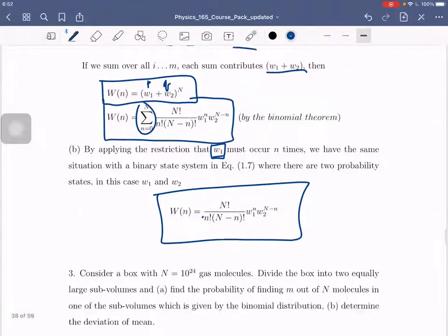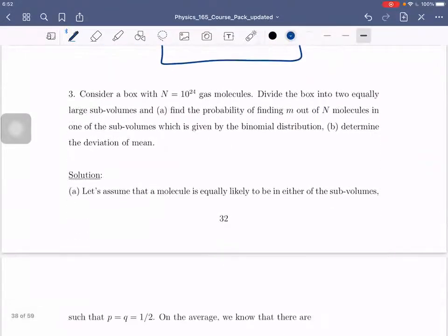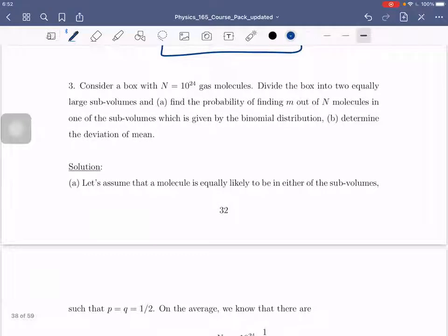Alright? So, we have another example here. So, medyo mas physics na ito. So, consider a box with N equals 10 to the 24 gas molecules. So, this is around the Avogadro's number. Then, divide the box into 2 equally large subvolumes and find the probability of finding M out of N molecules in one of the subvolumes, which is given by the binomial distribution. And B, determine the deviation of the mean. So una, take the probability, and then dalawa, determine the deviation of the mean.